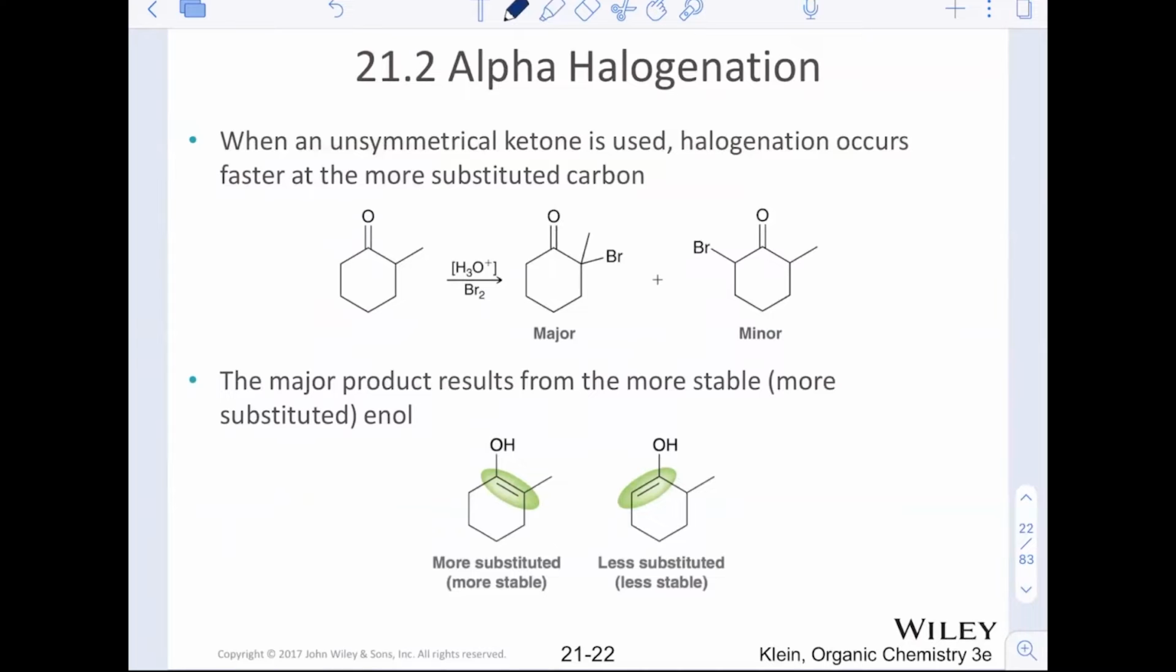When unsymmetrical ketones are used, when we have two different alpha positions, I'll just call them alpha 1 and alpha 2, halogenation occurs faster at the more substituted carbon. And the reason for that is because the enol that forms is more stable when it's more substituted. And so the alpha position that would be more substituted gets to be major.